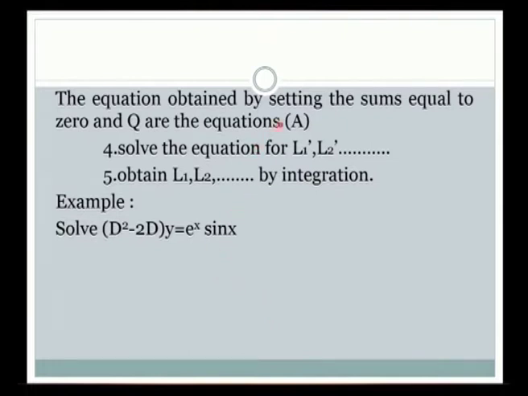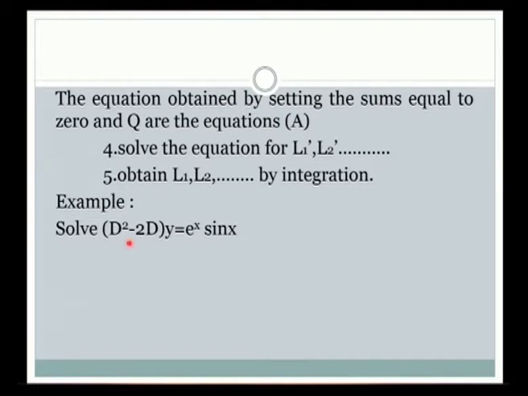Then the equations obtained by setting the sums equal to 0 and Q are equations A. Solve these equations for L1 prime, L2 prime, etc. Obtain the values of L1, L2, etc. by integration. We will get the particular integral for the given non-homogeneous differential equation. So, using this method, we can follow these steps to find the particular integral.